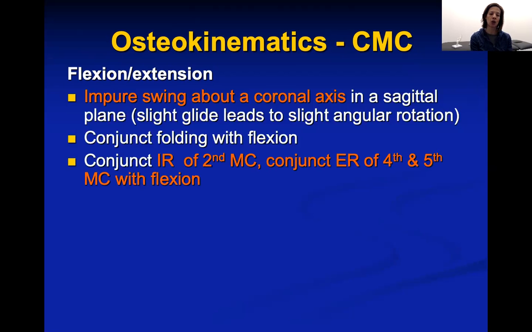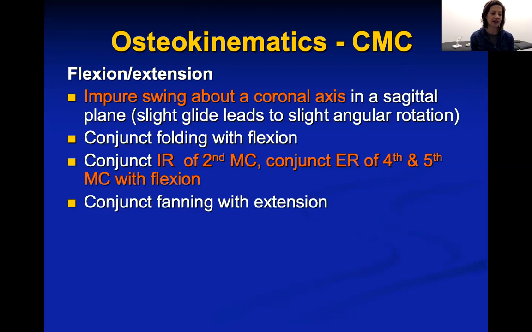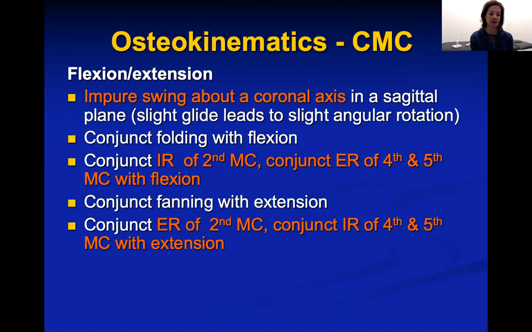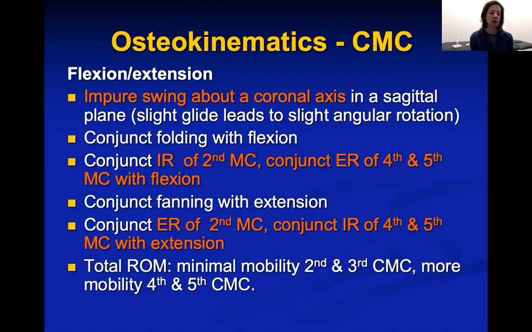And think about your anatomical position. Your base here in the middle is the pillar, so your third metacarpal with your capitate. The lateral side is going to do an internal rotation, just the same way that your shoulder would go, and then the medial or ulnar side is going to do an external rotation, and that's with reference to the axis of the body. Conjunct fanning with extension, and of course, then the rotations will be the opposite. Total range of motion: minimal mobility in the second and third CMC, more mobility in the fourth and fifth, again, to help us with grasping.